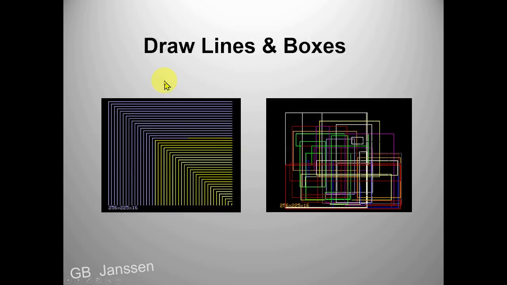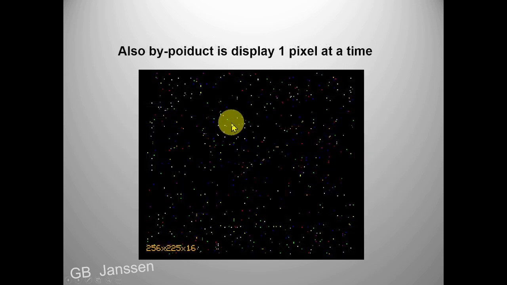Okay, what this is going to do is draw lines or boxes. A side product is that one of the functions you'll be able to call is to just display any one pixel at any time on the screen, anywhere.